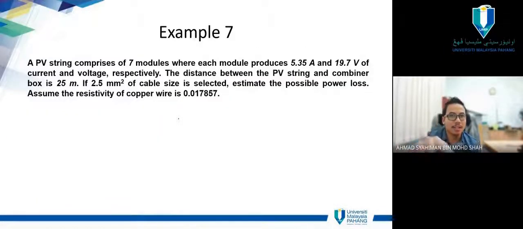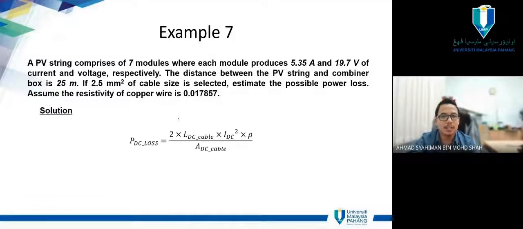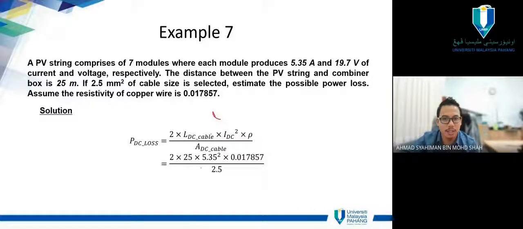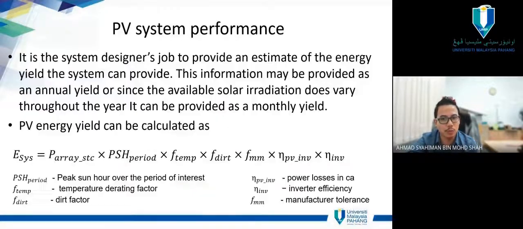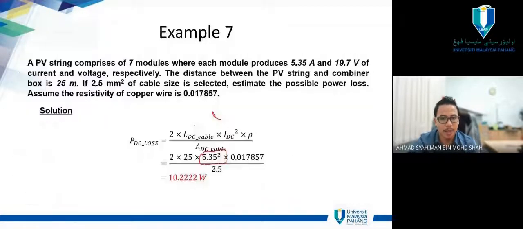So ini saya sengaja letak sama je. So yang ni dua kali. So kat sini maksudnya 5.35 ni multiply with times 2. Eh, bukan times 2. Power 2 eh. Power 2. And akan dapat 10.2222 watt. So ini dapatlah DC loss in watt. Okay, DC loss in watt.